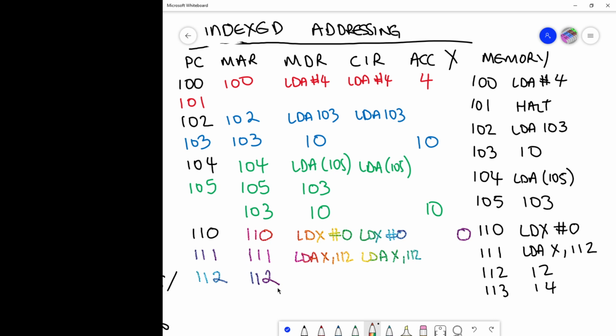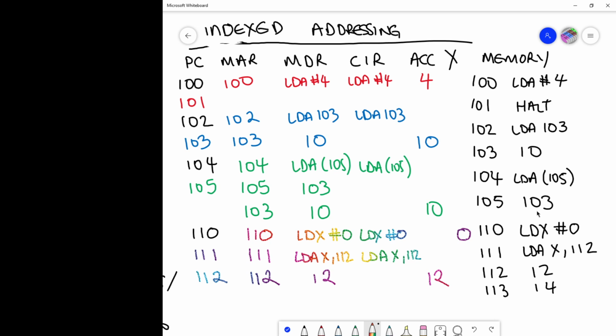Okay. Then we can go fetch our data. We've now got the location where it is. We can fetch it. So we look at 112, and the data that arrives at the memory data register is 12. We've now got our data, so we can actually execute. So we haven't executed this instruction yet. We've just been getting everything ready to execute. The instruction said load to the accumulator. So that's what we will do. So the 12 ends up in the accumulator.